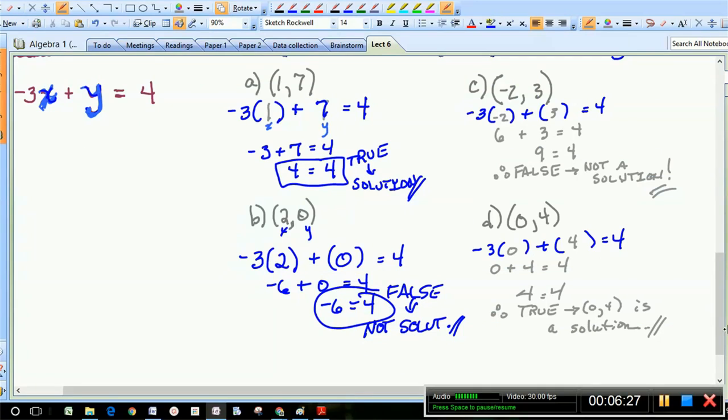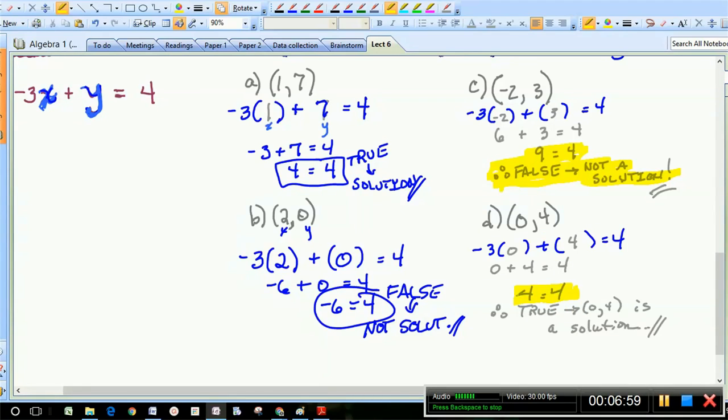Here you can see that C, the ordered pair -2, 3, is not a solution because it produced a false statement. You can see that 9 is not equal to 4. False statements mean this is not a solution. And in D, we see that 4 equals 4 is true. We got a true statement that time.